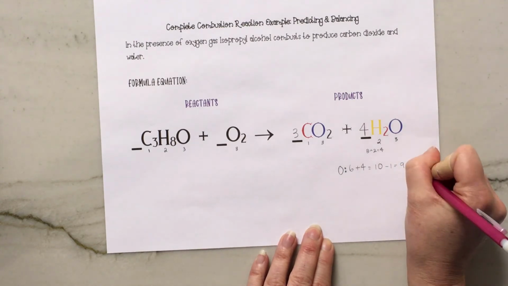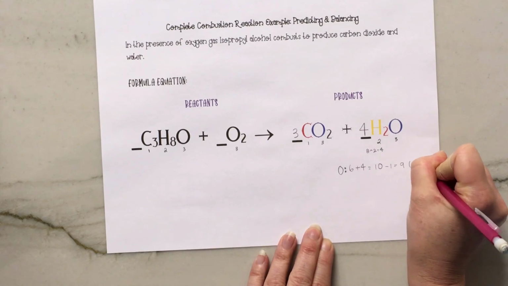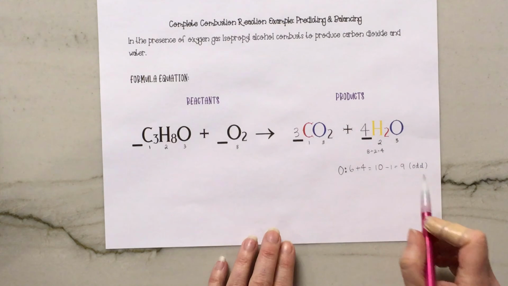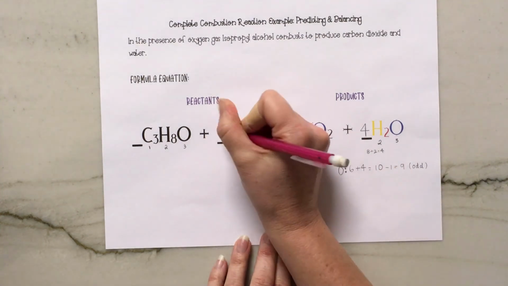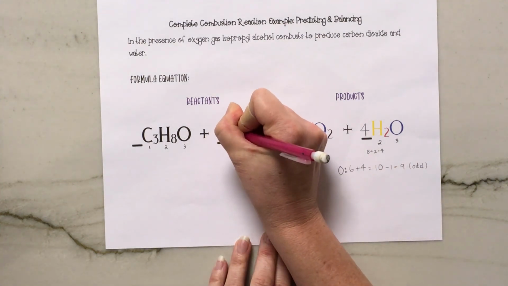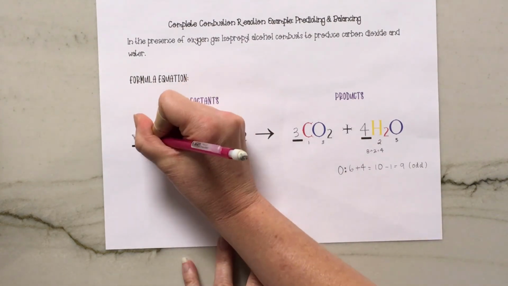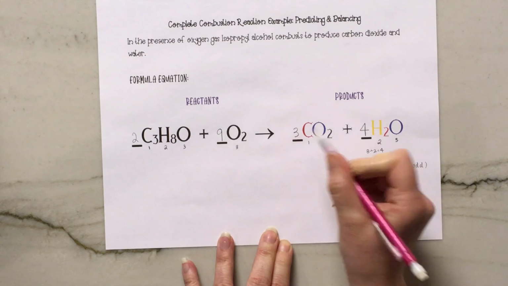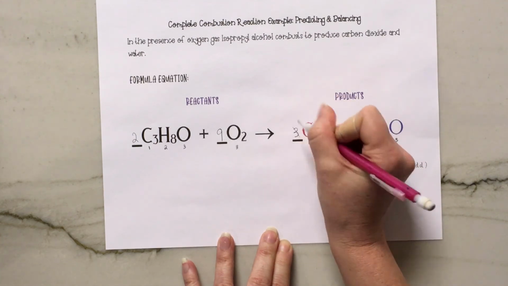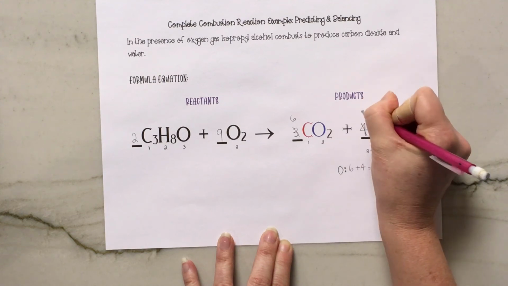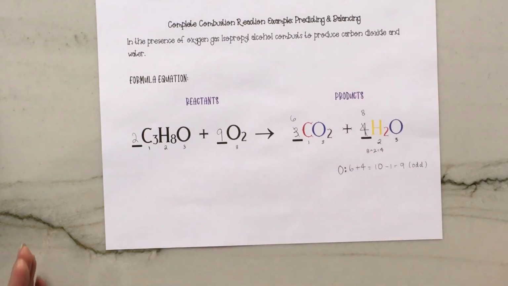9 is an odd number. So what we have to do in this case is, remember, when it's odd, we write that number as our coefficient here, and then we have to double everything else. So this 1 is going to double to 2, this 3 is going to double to 6, and this 4 is going to double to 8. And we are completely balanced now.